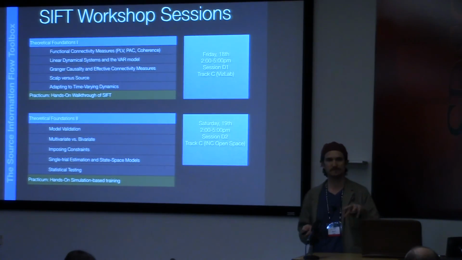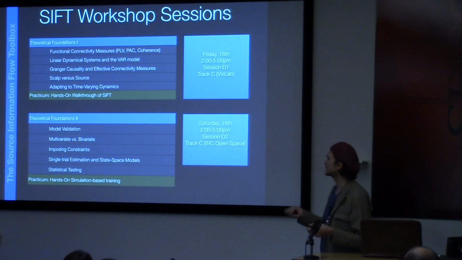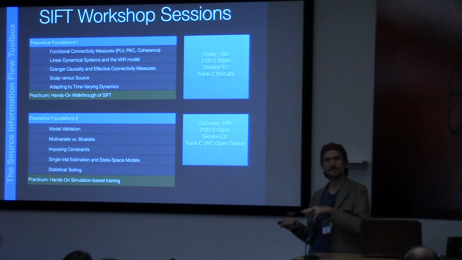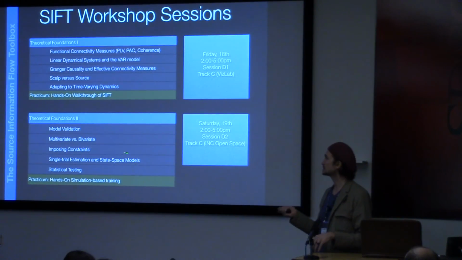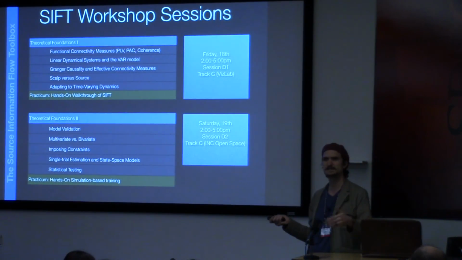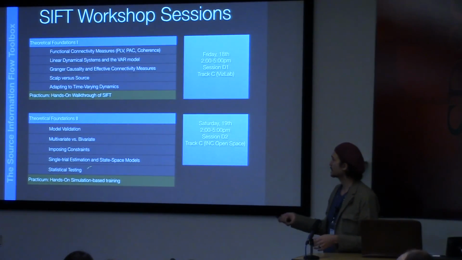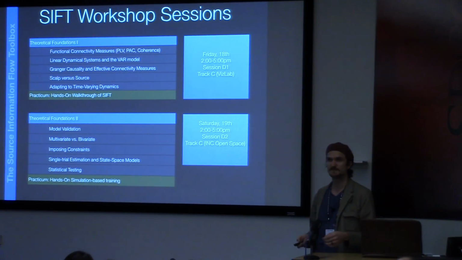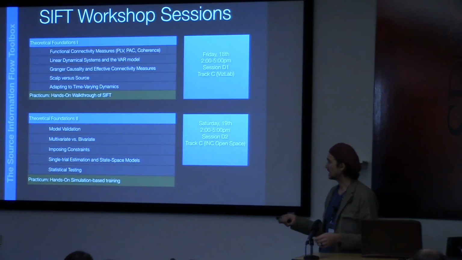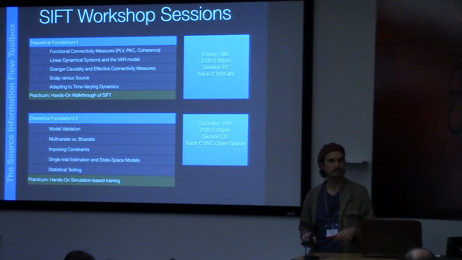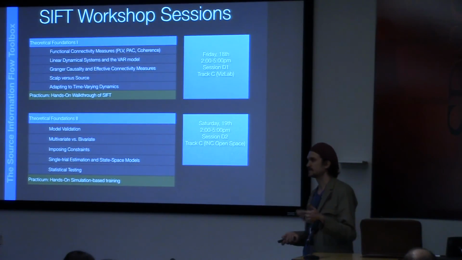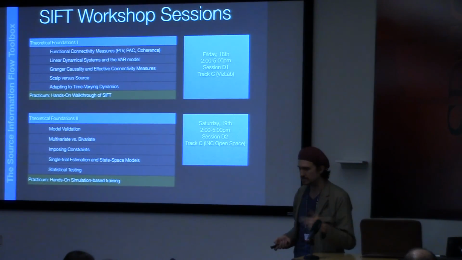We're going to talk about how we validate our causal models statistically to make sure we fit the data properly. Multivariate versus bivariate analysis approaches for connectivity, how we put constraints, probabilistic constraints in our models so that we can fit larger models, higher dimensional models with smaller amounts of data, and single trial estimation and state space modeling approaches. Also statistical testing will be covered, bootstrapping, phase randomization, group statistics.